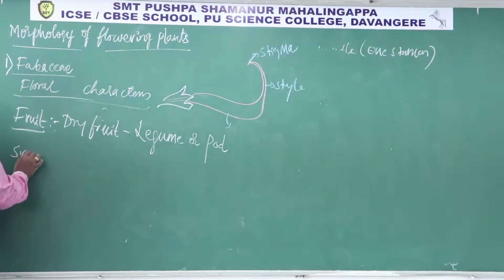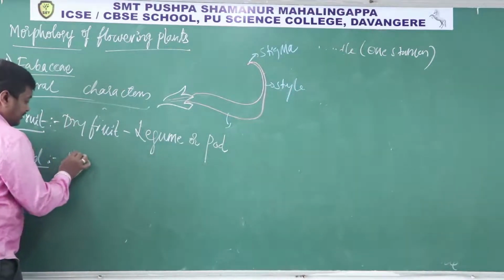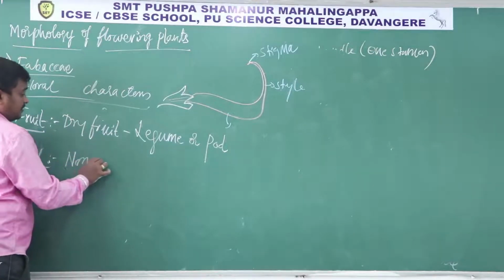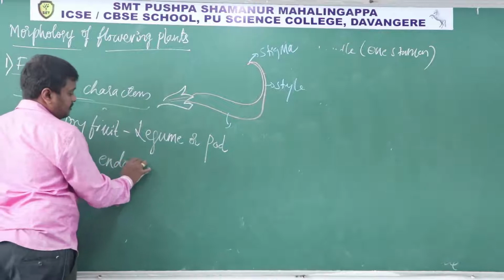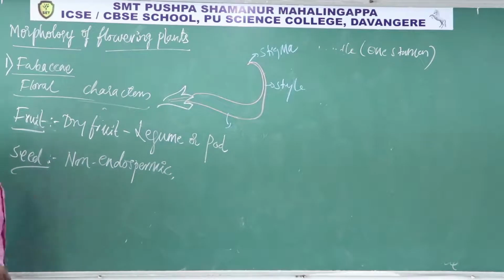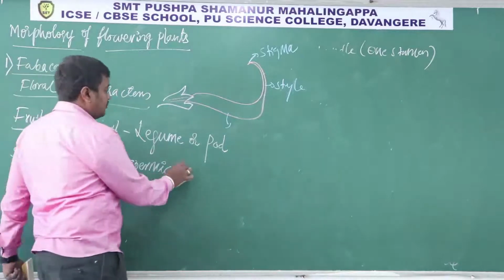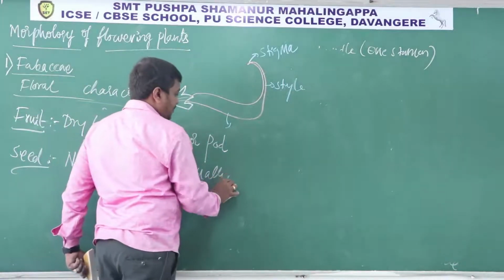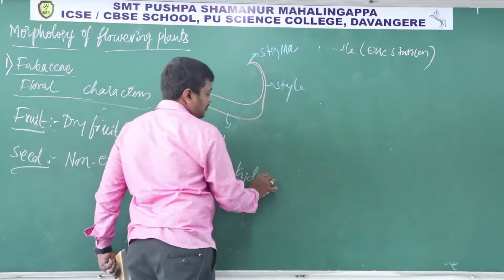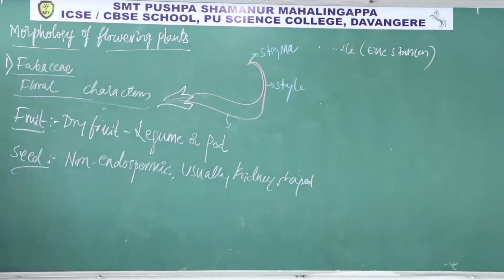Next, seed. Seed is non-endospermic. Usually bean shaped, usually kidney shaped, the seeds in Fabaceae. Usually kidney shaped seeds are there. And remember it is non-endospermic. Okay, so this is about the floral character.